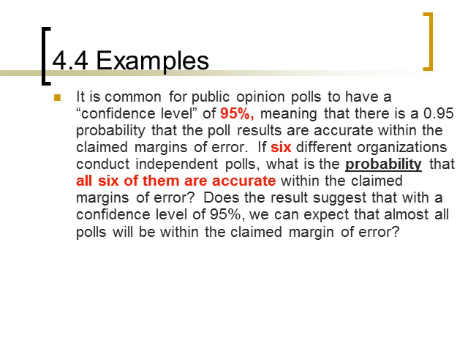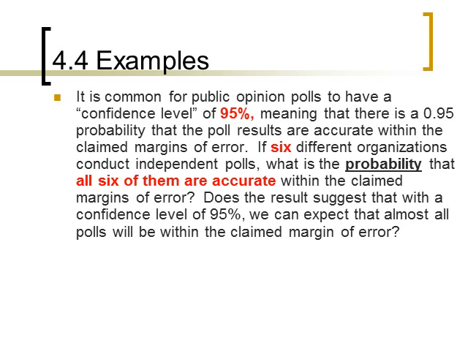It is common for public opinion polls to have a confidence level of 95%, meaning that there is a 0.95 probability that the poll results are accurate within the claimed margins of error. If 6 different organizations conduct independent polls, what is the probability that all 6 of them are accurate within the claimed margins of error? And does the result suggest that with a confidence level of 95%, we can expect that almost all polls will be within the claimed margin of error?